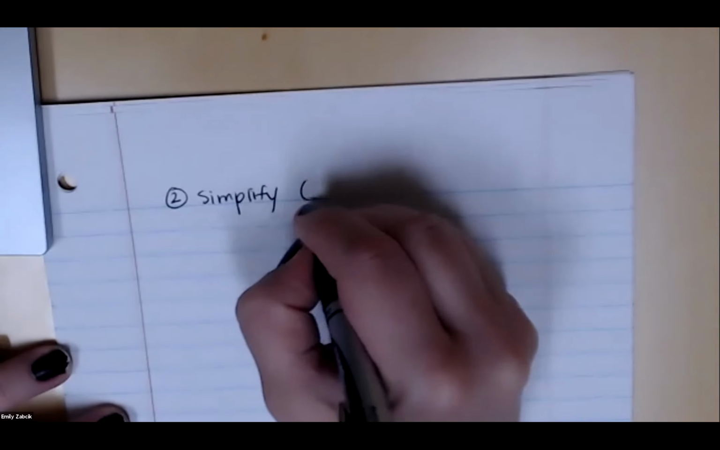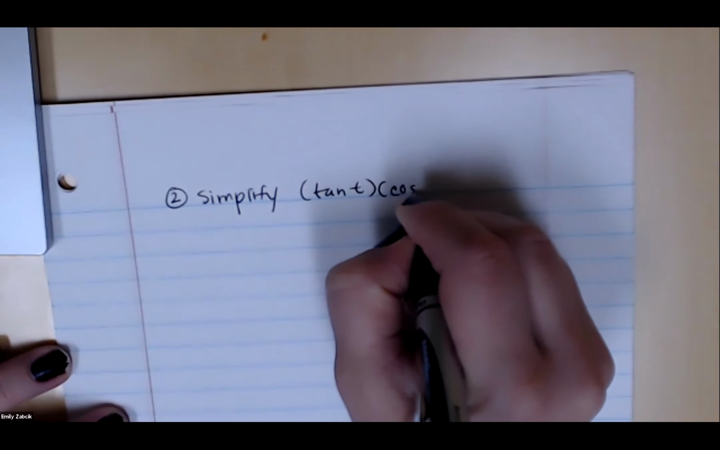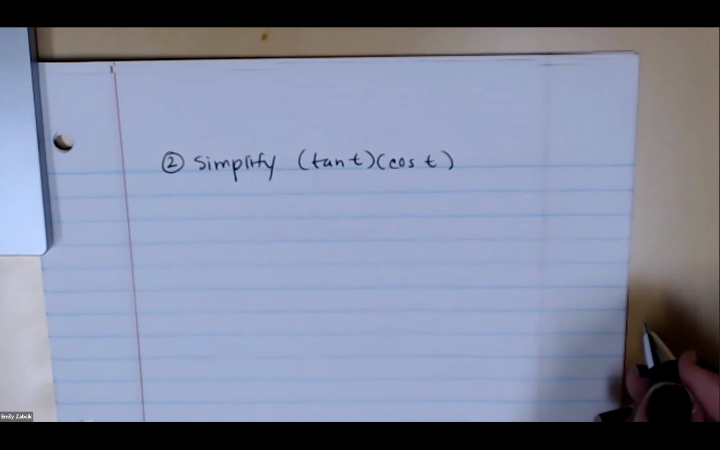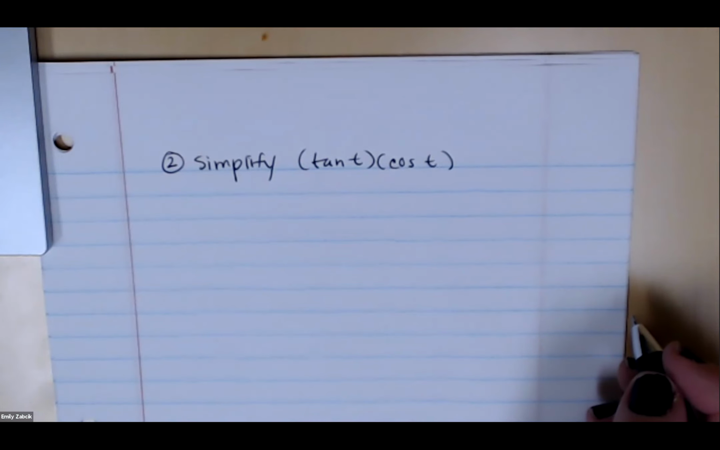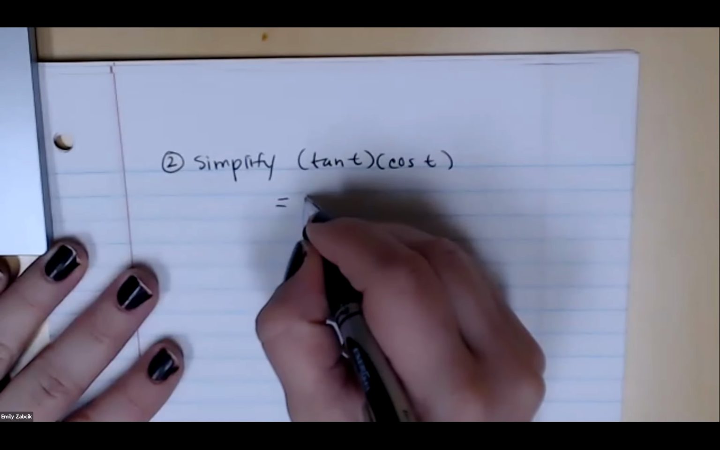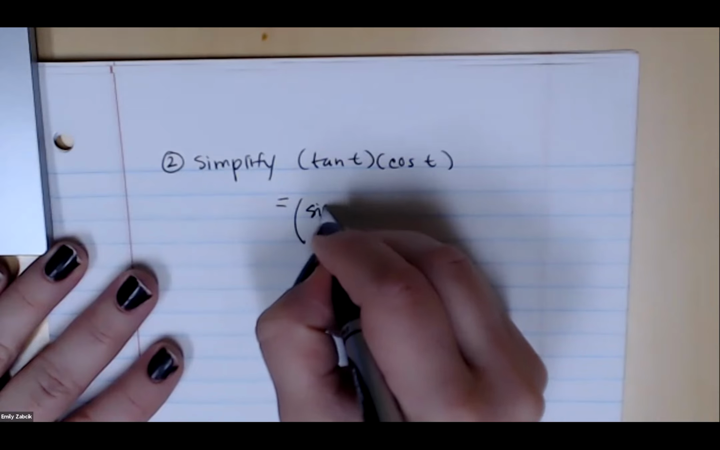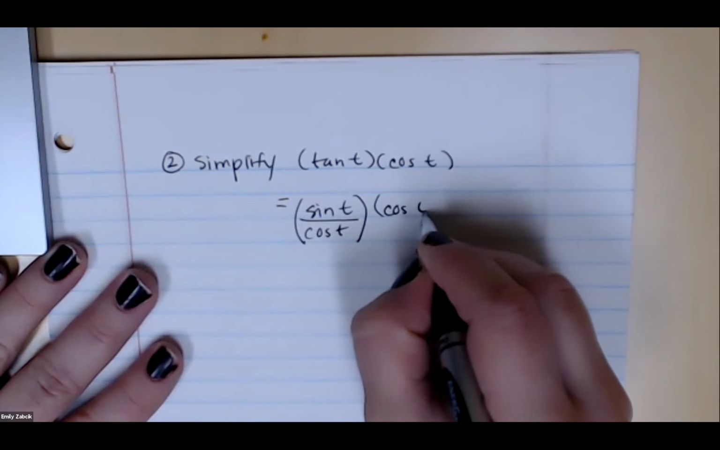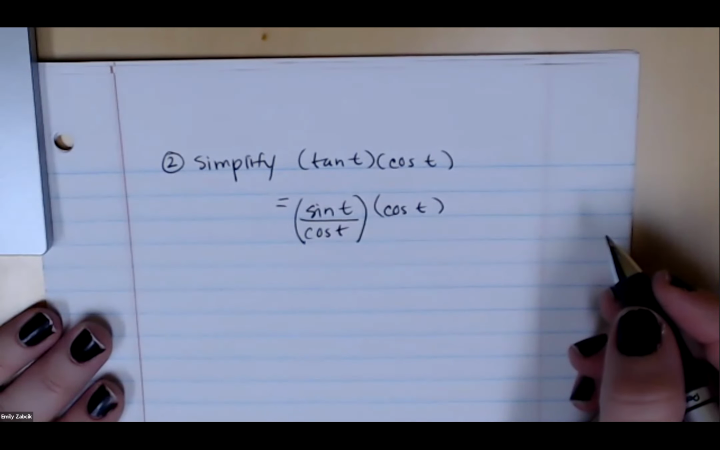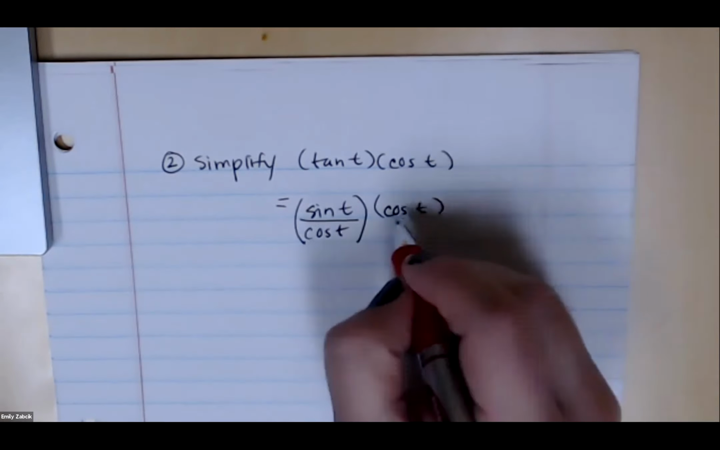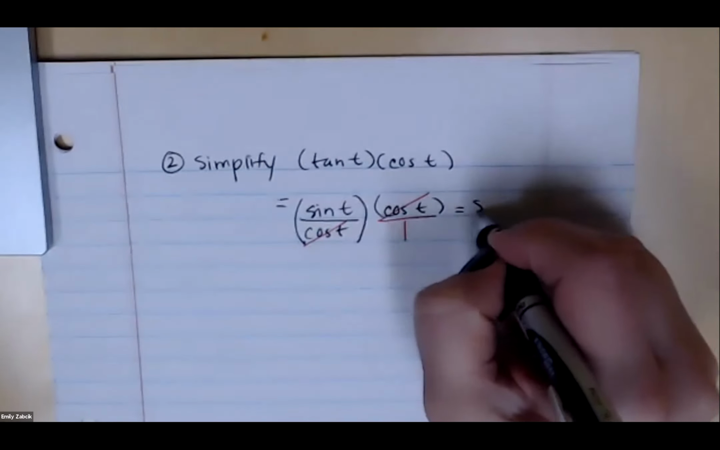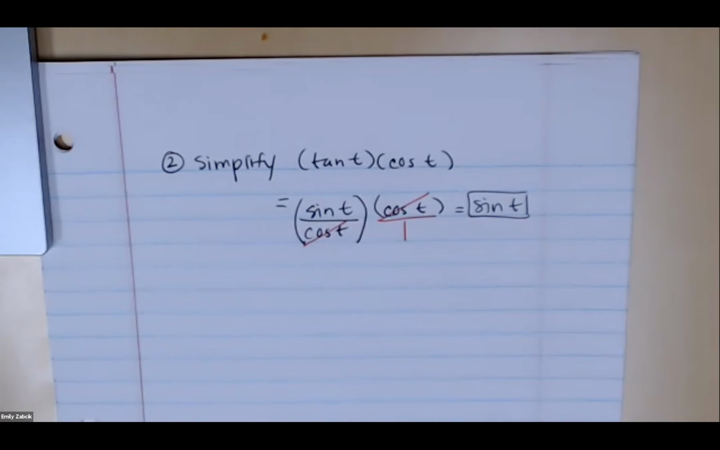It says simplify tangent cosine. And that's all they gave you. So again, I'm going to take it down to basic levels, see if anything arithmetic-wise can happen there, any reductions, any simplification, and then figure out what I can do from there. So I know that tangent is the same thing as sine over cosine. So that's looking to be pretty beneficial. And cosine is just cosine. So this is just multiplying two fractions. My cosines end up canceling. So it gives me a final answer of sine t.